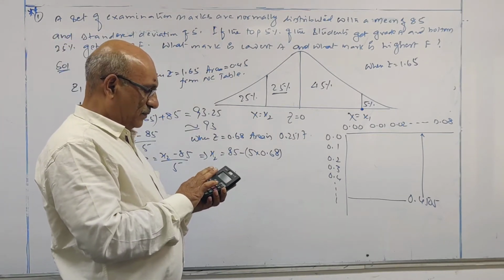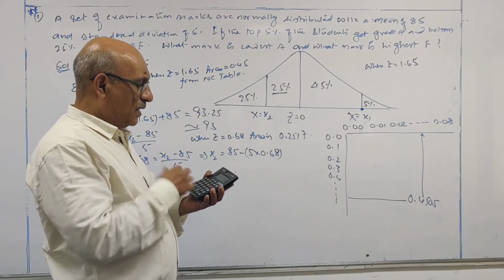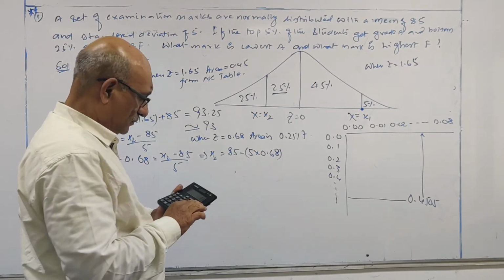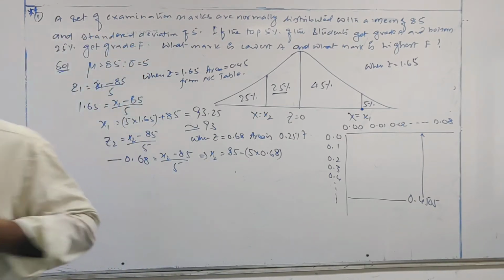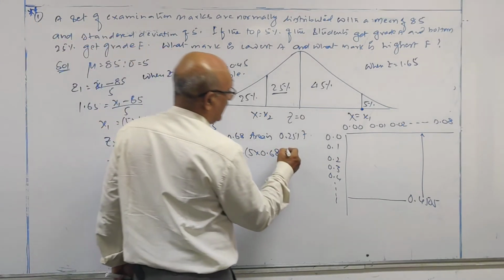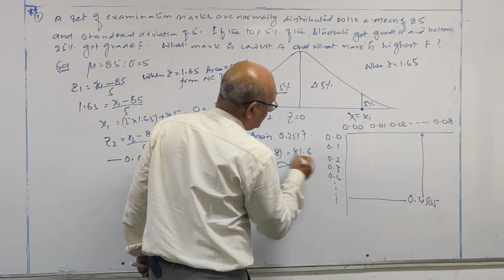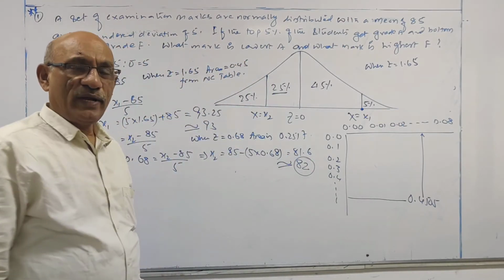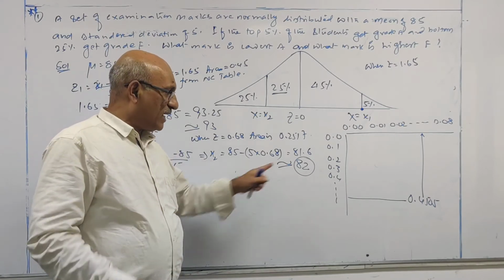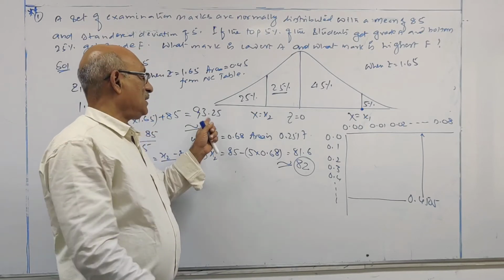0.68 into 5 minus 85 gives 81.6. This 81.6 is approximated to 82. So what is the highest mark of grade F? 82. What is the lowest mark of grade A? 90.